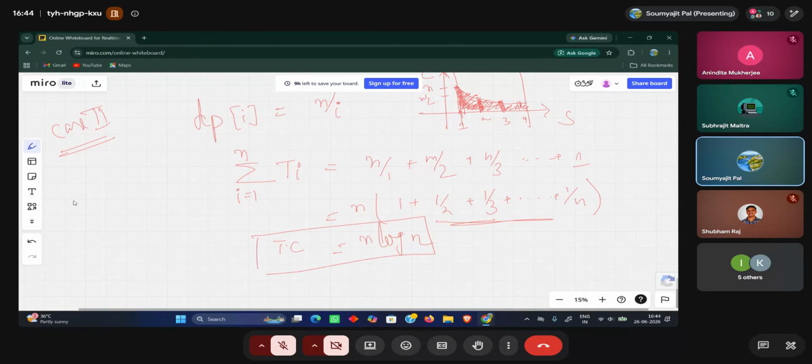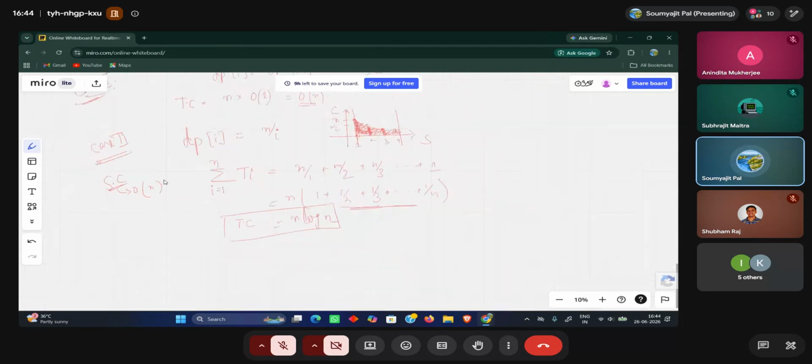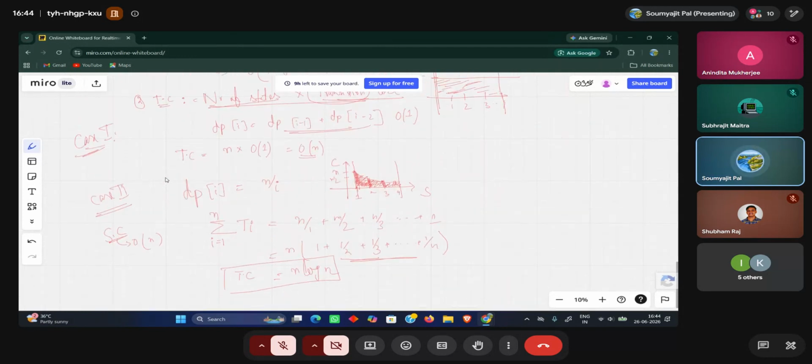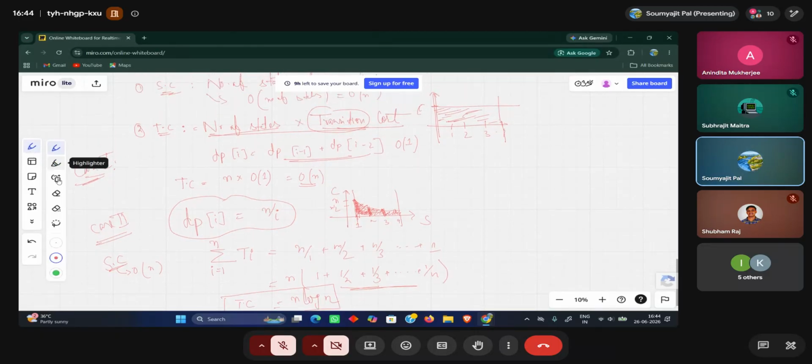But my space complexity remains the same. That is order of number of states, that is O of n. So there are two cases to finding the time complexity. You need to determine whether your state transition cost depends upon i or not. If it is not, you can simply apply this formula. Else you can apply this formula. Okay, this is a universal formula.